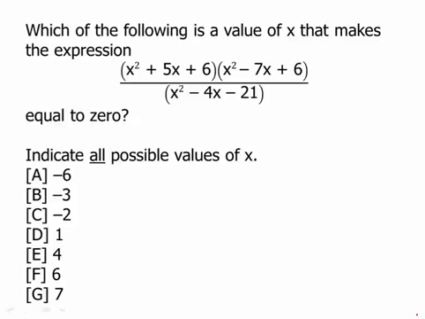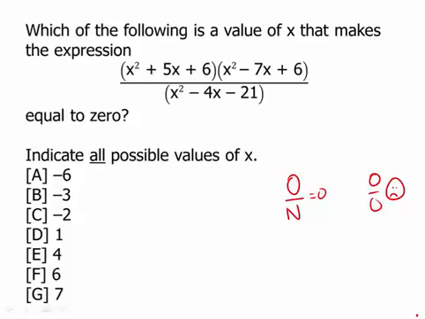Okay, which of the following is the value of x that makes the expression equal to 0? Now keep in mind that a fraction equals 0 if we have a numerator equal to 0 and a denominator equal to something other than 0. That will equal 0. But if we have 0 over 0, that's mathematical nonsense. That doesn't equal anything in particular. So 0 over 0 does not equal 0.